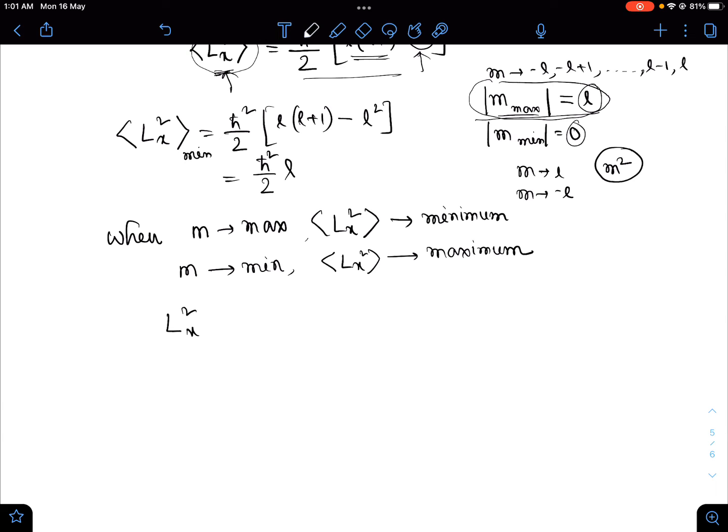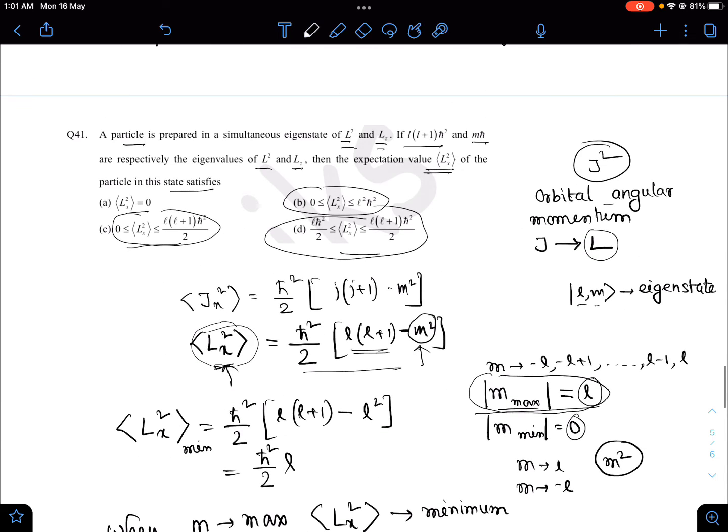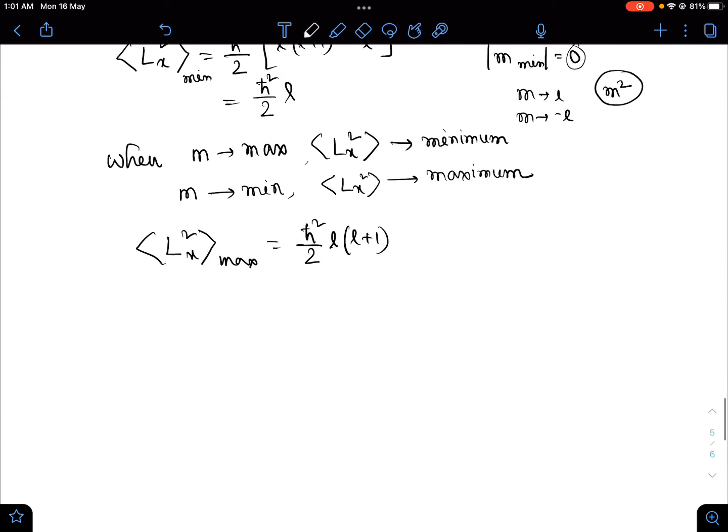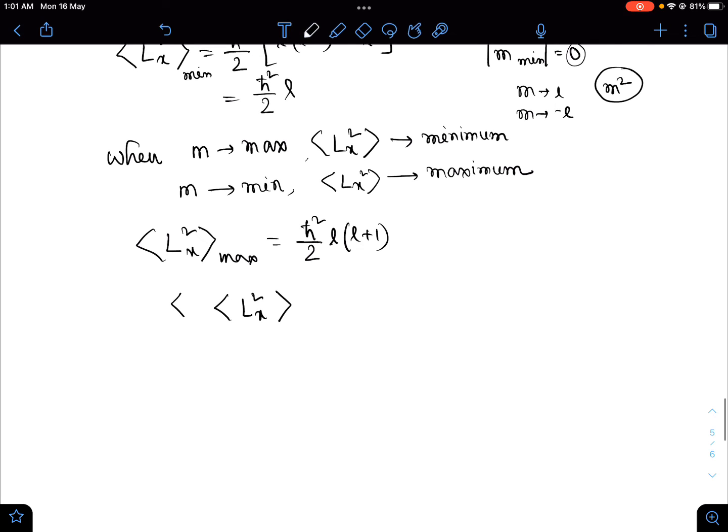And what is our maximum value? The maximum value is h cut square by 2 L into L plus 1, because for the maximum we have the m value to be 0. So what is our correct answer? Lx square lies in the range from, what is the minimum value? The minimum value is h cut square by 2 L. Sorry, so it must be greater than this.